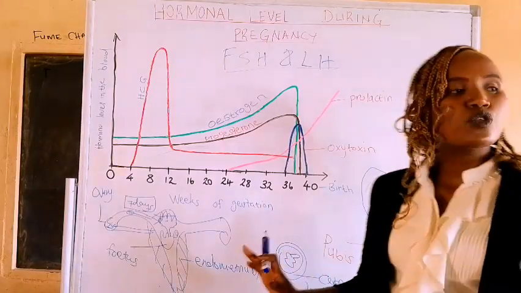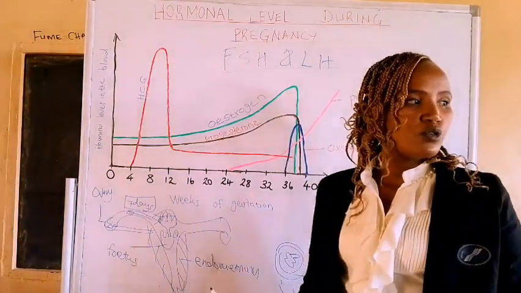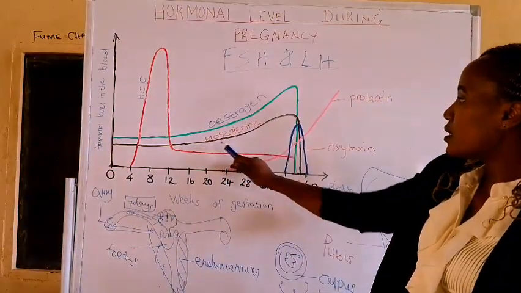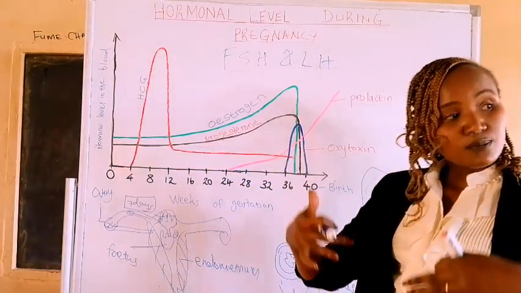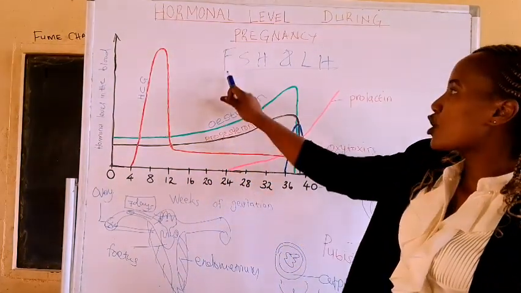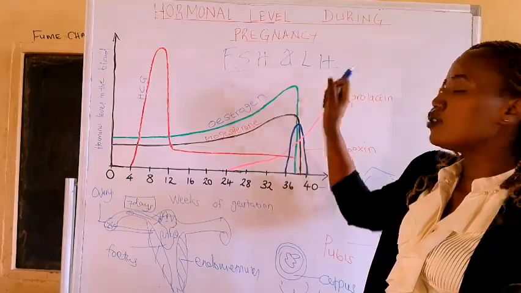The reason as to why there is no menstrual cycle during pregnancy is because of the presence of progesterone, because its presence prevents the production of follicle-stimulating hormone and luteinizing hormone.